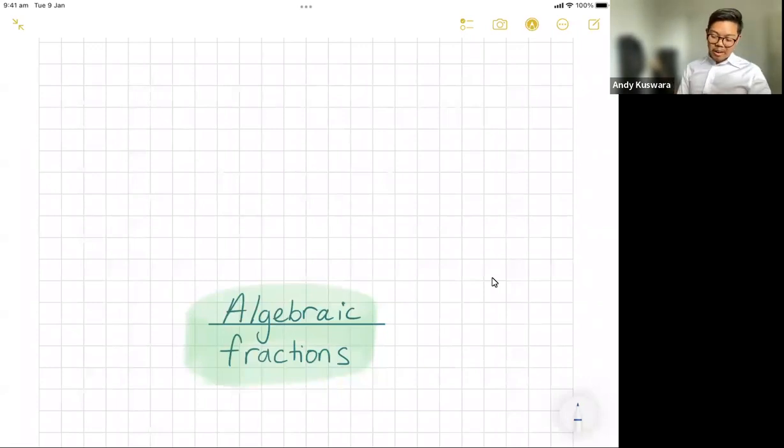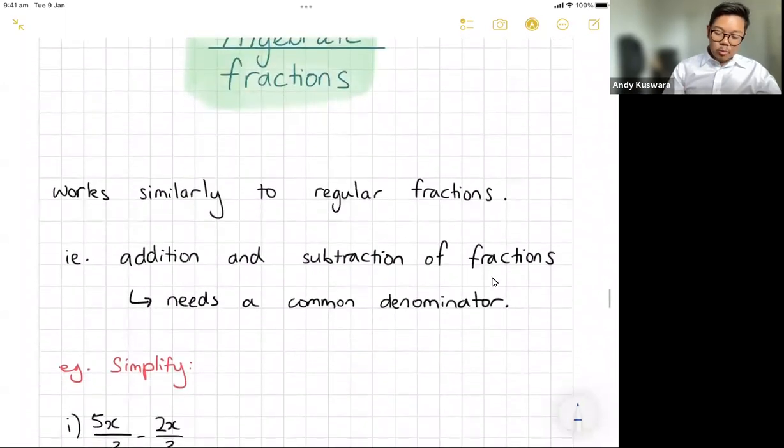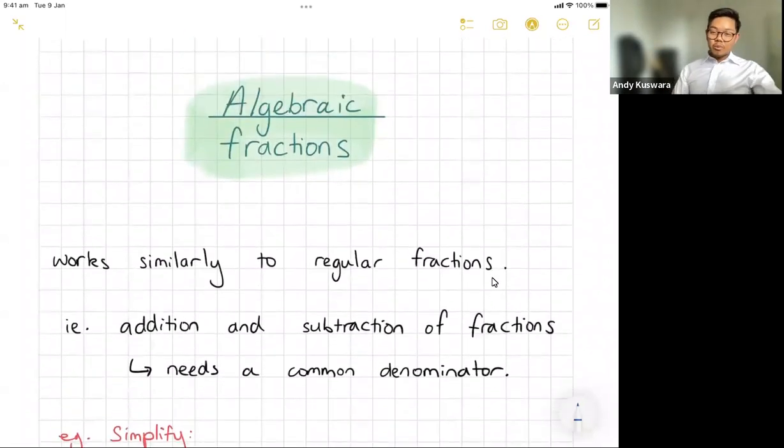All right, today we're talking about algebraic fractions. It's been a long week. Algebraic fractions work similarly to regular fractions, so if you're good with regular fractions, you should be fine. If not, we're going to go through them anyway together. So we'll see how we go.